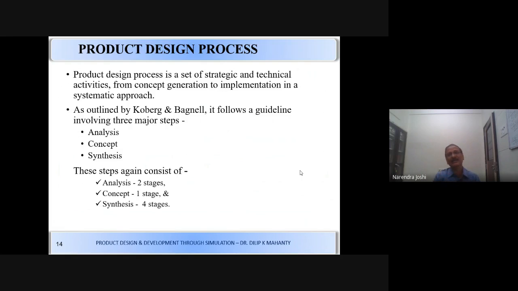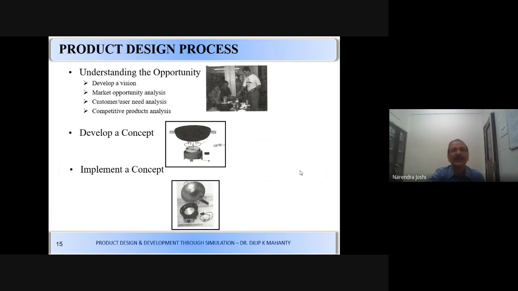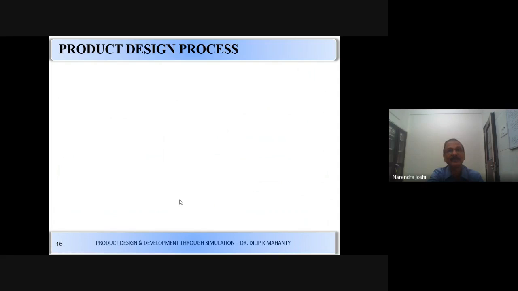Again, this now has different stages. You can refer to this work by Pahl and Beitz. Analysis is divided into 2 stages, concept 1 stage, synthesis 4 stages. These are explained in my paper earlier. Product design process is basically 3 steps: understand the opportunity, develop a concept, implement the concept. I have given an example. Did I understand? Did I get a vision for doing? Can you develop a concept? And based on that, can I implement the concept to manufacture and deliver to the customer?